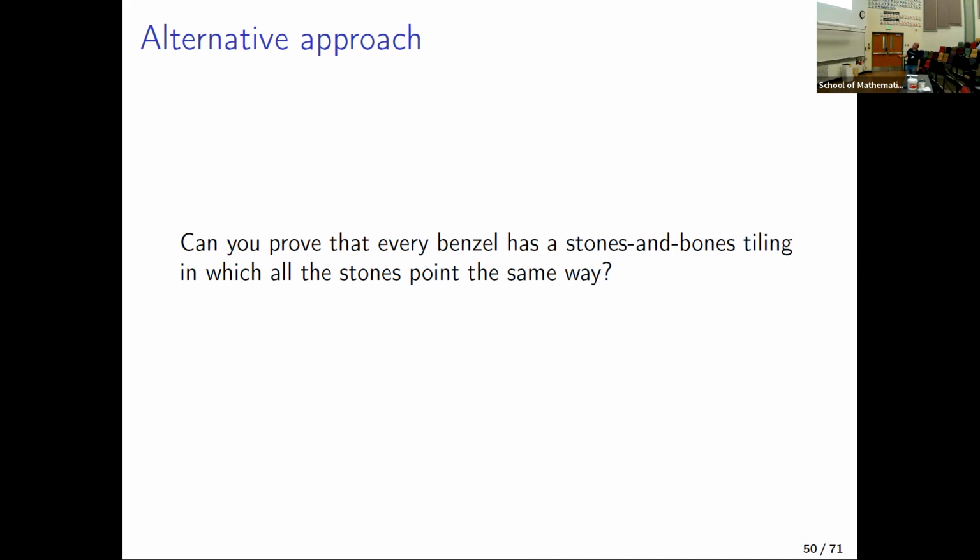Okay. Here's an alternative approach to showing that the number of those tilings is positive. Can you prove that every Benzel has a stones and bones tiling in which all the stones point the same way? If you could do that, then for a region in which the Conway-Lagarias invariant is known to be 0, as long as you've shown that at least one tiling exists that's not constrained to have no stones, you'd be able to sort of cancel off the stones by this kind of argument and be left with a tiling with no stones at all. So that would be another approach.